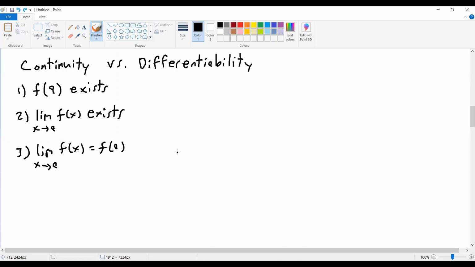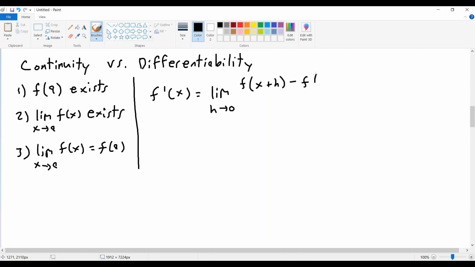Differentiability is about the limit, so it's a somewhat different set of characteristics. The first thing we need to establish is the definition of a derivative, f prime of x. The way we define this is through the use of a limit. We say the limit as h goes to 0, and then we essentially put the slope of a line in here. So it's f of x plus h minus f of x, all over h.